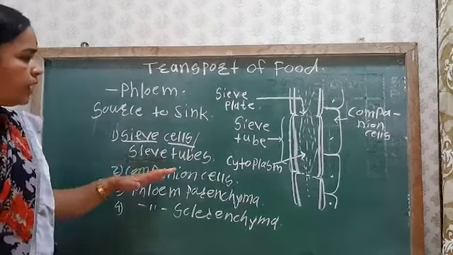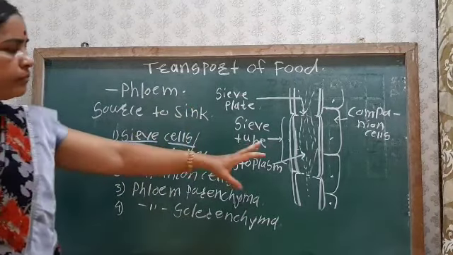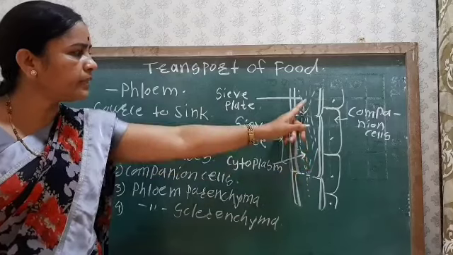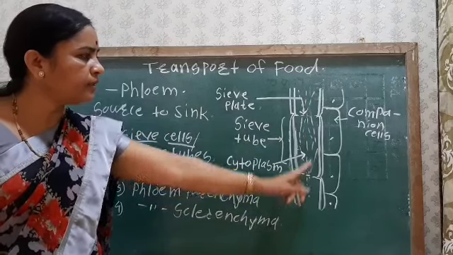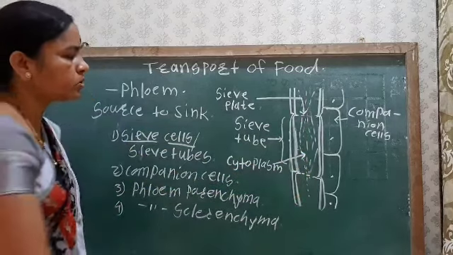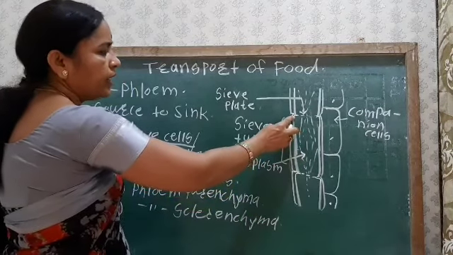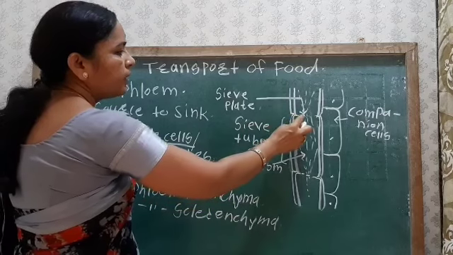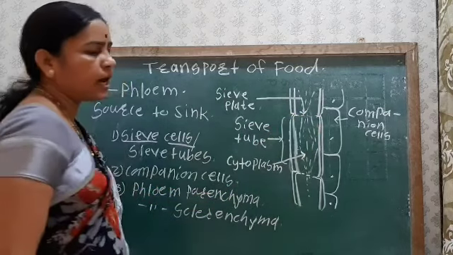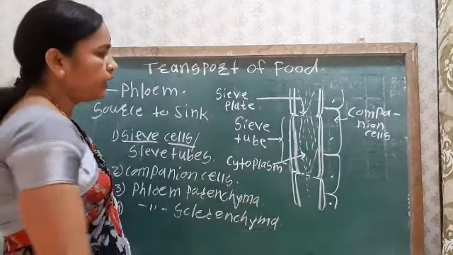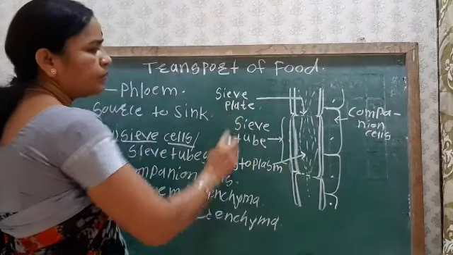Then if we see the structure of the phloem, it has elongated sieve tubes. So this structure is the sieve tube. This sieve tube has end walls which are perforated end walls. These are known as the sieve plate.